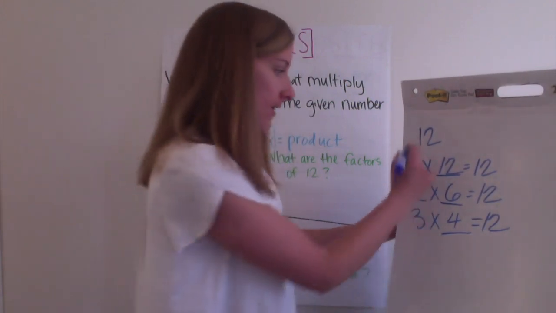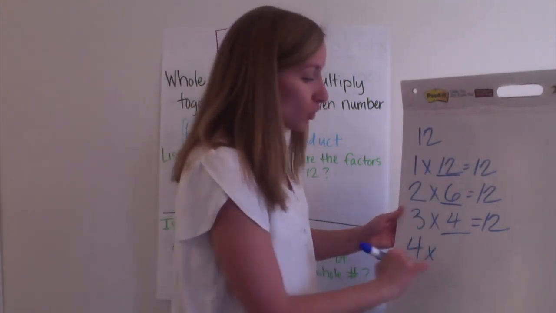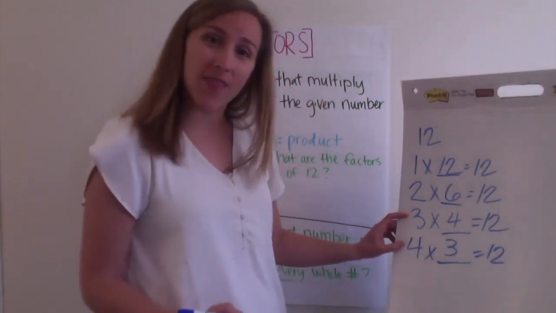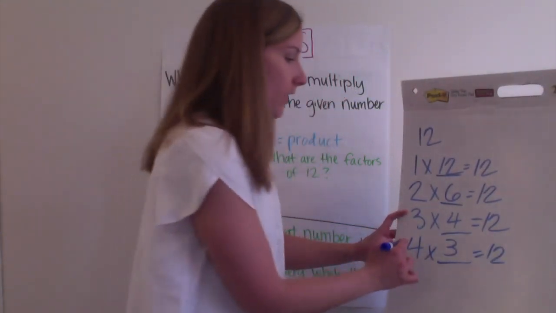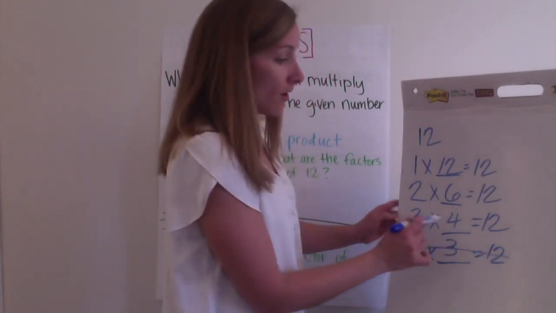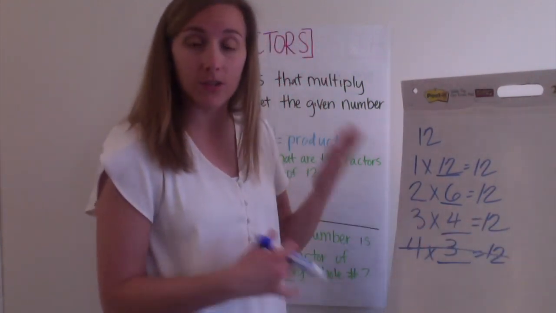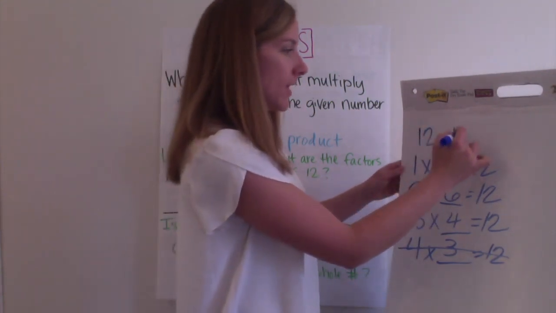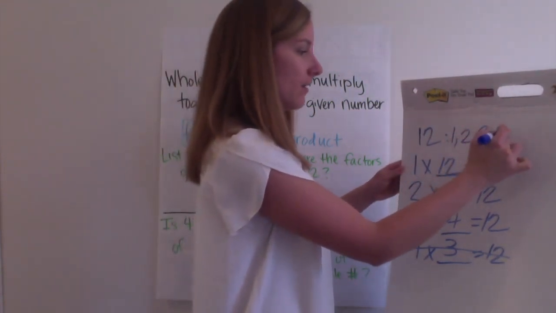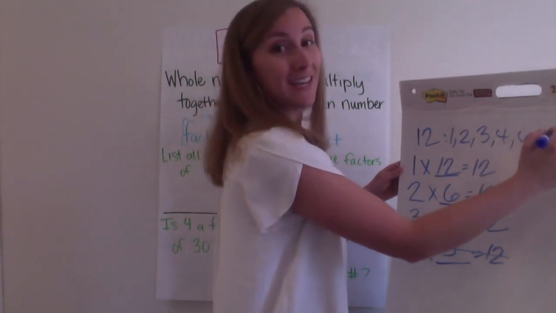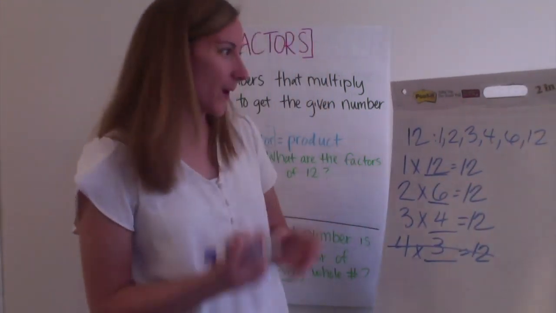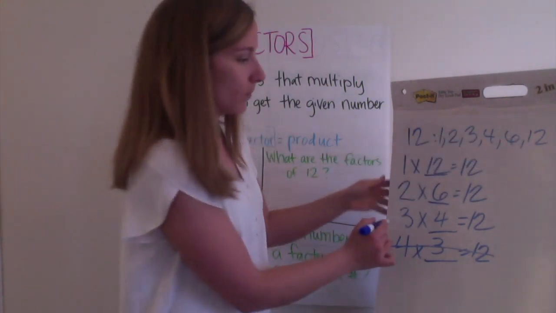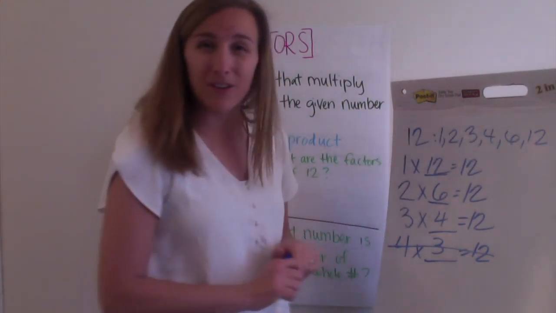That's great. Then I'm moving down to 4 times what? Did you notice that we've already hit that factor pair? Once we've already hit that factor pair, I know that I'm done finding all my factors. And then you can simply list them. 1, 2, 3, 4, 6, and 12. Okay, so those would be your factors of 12. These would be your factor pairs of 12.